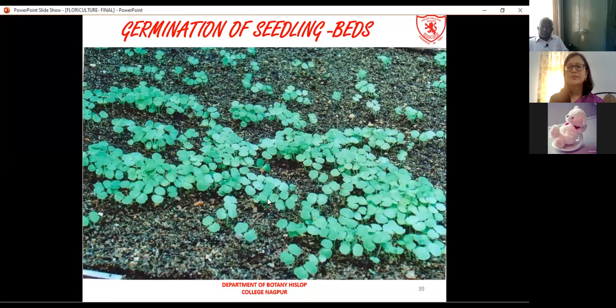And at this stage, when the seeds germinate and produce two leaves, they are ready to be transplanted. They are ready to be transplanted, and then they will grow to produce beautiful flowers. So this is how the seasonals are grown.